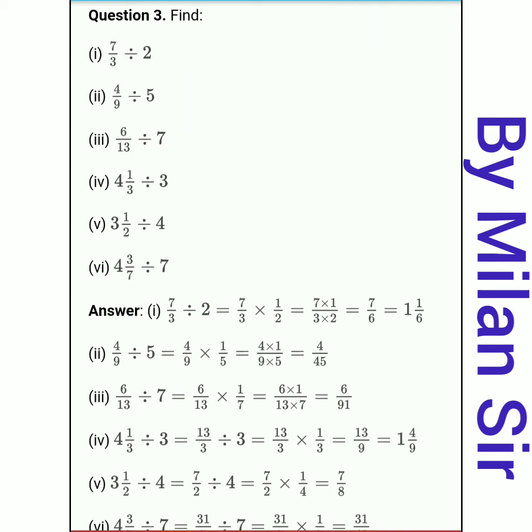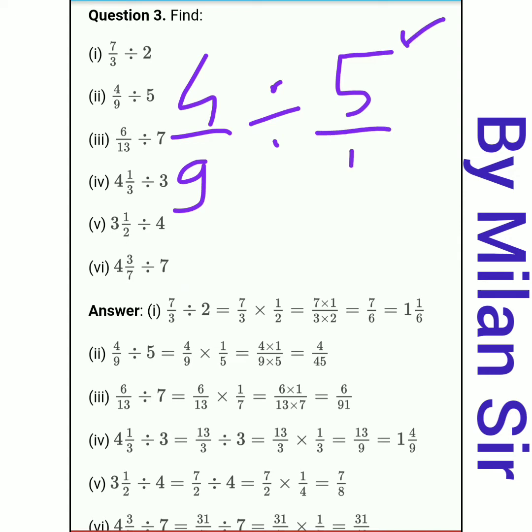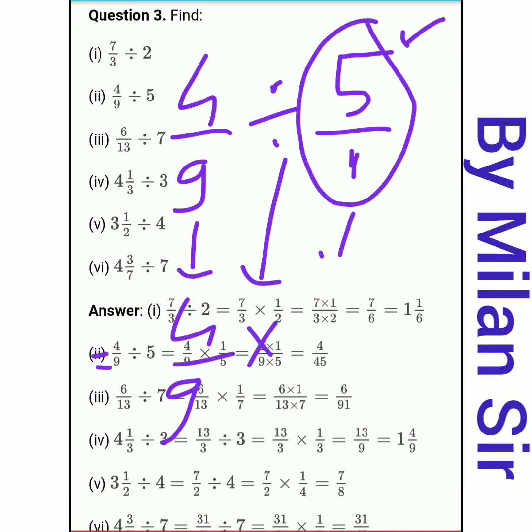Second question, 4 by 9 divided by 5. Here in the second number nothing is present in the denominator, so we can write 1, because 5 divided by 1 is 5 only. So we can write divided by 1. Now our first number remains as it is, 4 by 9. Division is converted into multiplication, and the reciprocal of 5 by 1 is 1 by 5. The 1 in the denominator goes to the numerator, and 5 present in the numerator goes to the denominator. So the reciprocal of 5 by 1 is 1 by 5.